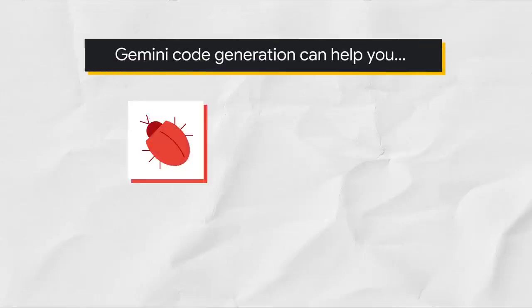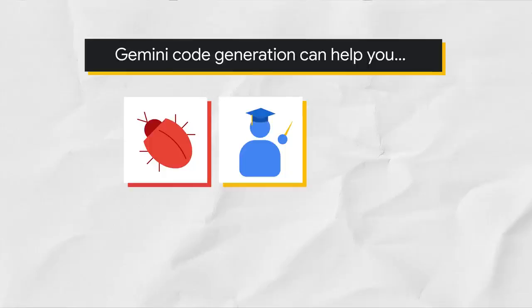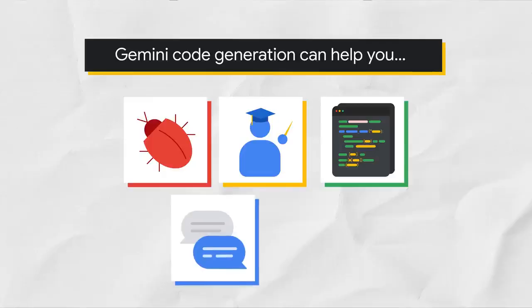So to summarize, Gemini code generation can help you debug your lines of source code, explain your code to you line by line, craft SQL queries for your database, translate code from one language to another, and generate documentation and tutorials for source code. I'm going to tell you about 3 other ways Google Cloud can help you get more out of generative AI.